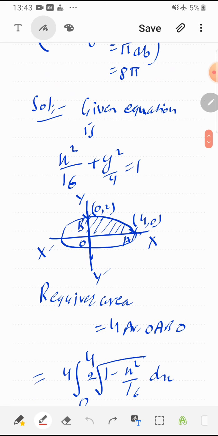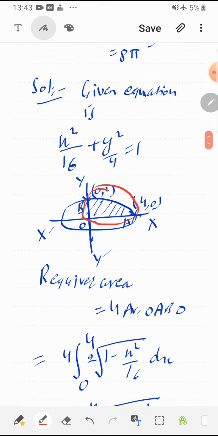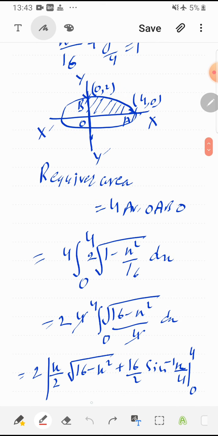Now clearly the required area is 4 times the area OABO due to symmetry, so we can focus on this only. Now for the limits, remember, as we have represented y in terms of x, then we have to follow the limits of the x axis. So 0 to 4. Now putting y, it is 2 times root of 1 minus x square upon 16. This is 4 times the area, so I am putting 4 here. So everything is set.